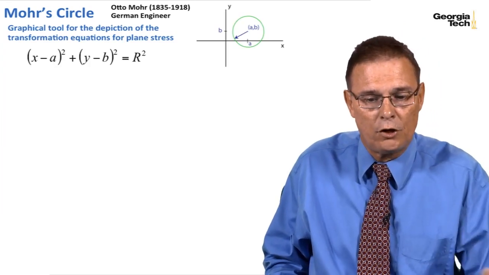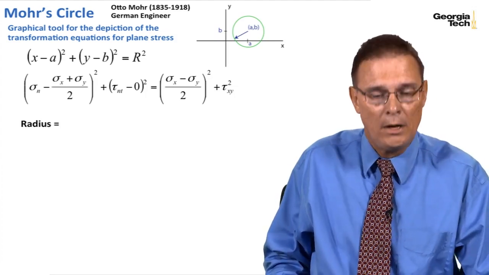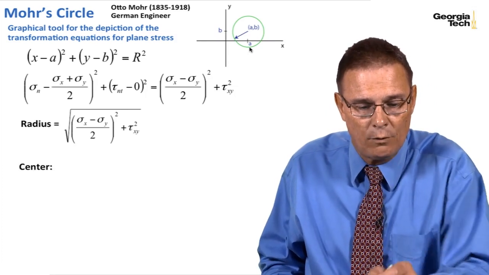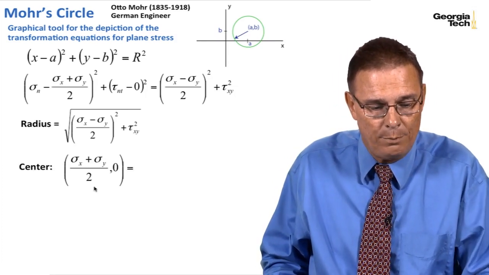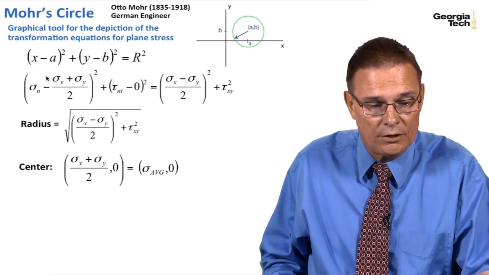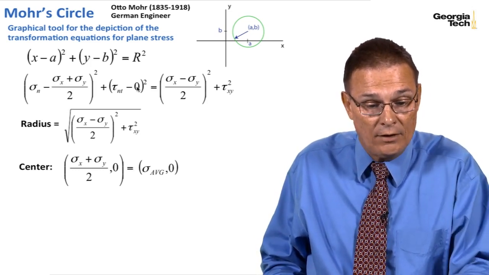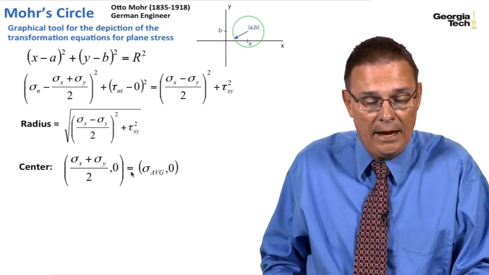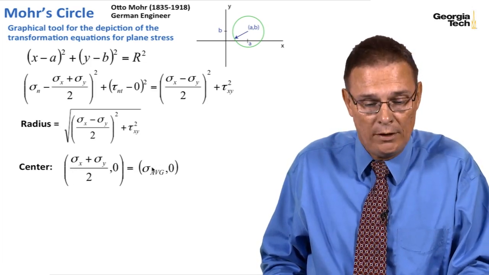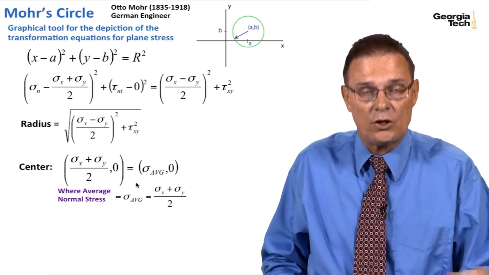Here's our equation for a circle and what it looks like. We see that the stress transformation takes that same form. So the radius would be the square root of this right-hand side for our circle. The center would be this value, which would be sigma sub x plus sigma sub y over 2, and 0 for b. We call this sigma sub x plus sigma sub y over 2 sigma sub average, the average normal stress, which is shown here.